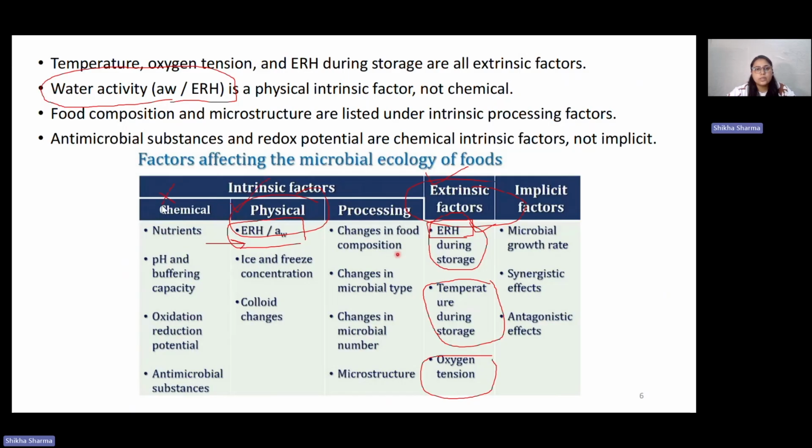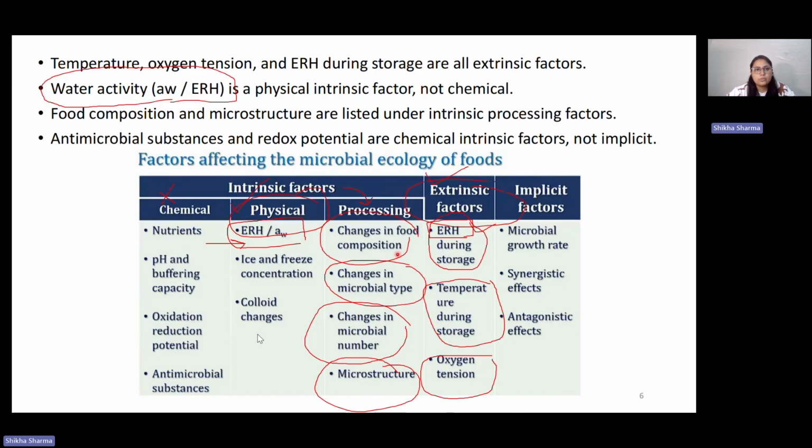So it is not a chemical parameter. Then the food composition and microstructure will come under intrinsic and processing factors. So changes in the food composition, changes in the microbial type, changes in the microbial number, and microstructure of the food basically come in the intrinsic processing factors.